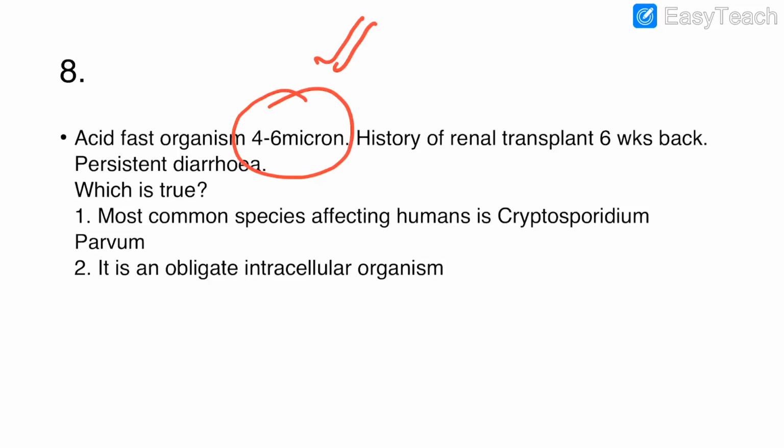And remember, for this particular one, we use a drug termed as what? Nitazoxanide. Okay, and if you know the other options, the answer might change. I don't know the exact options. I am going with the size, that is 4 to 6 micron, and that is the size of the oocyst of the Cryptosporidium parvum.